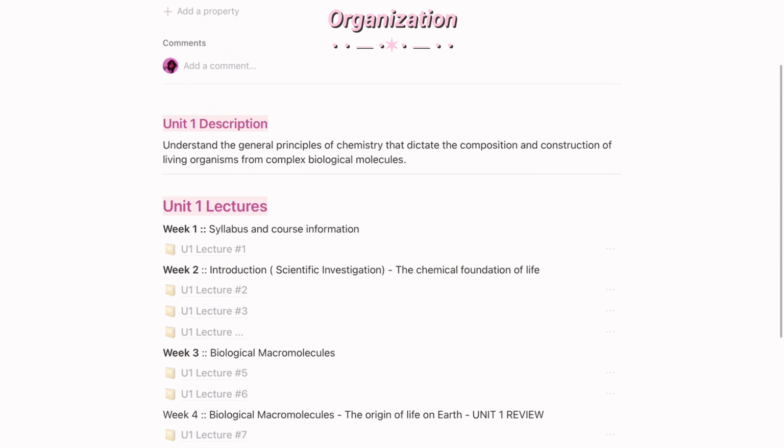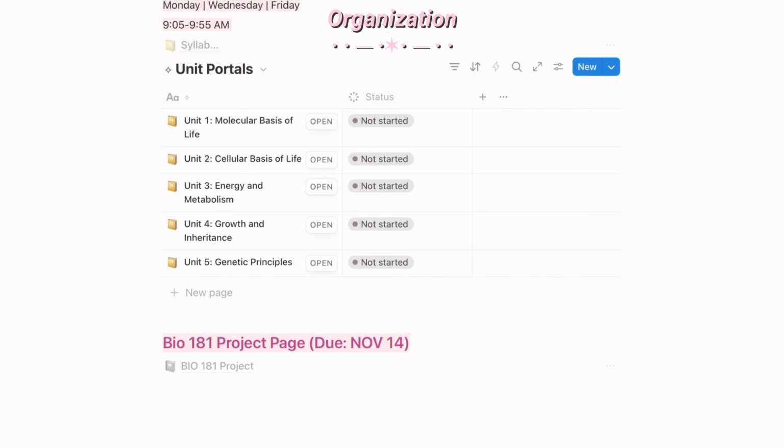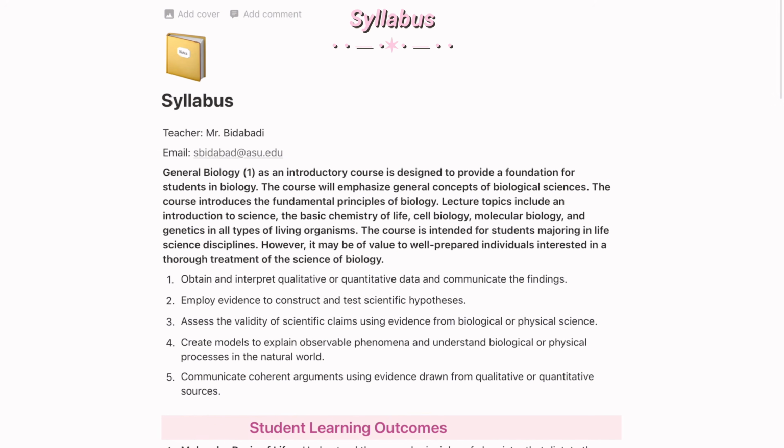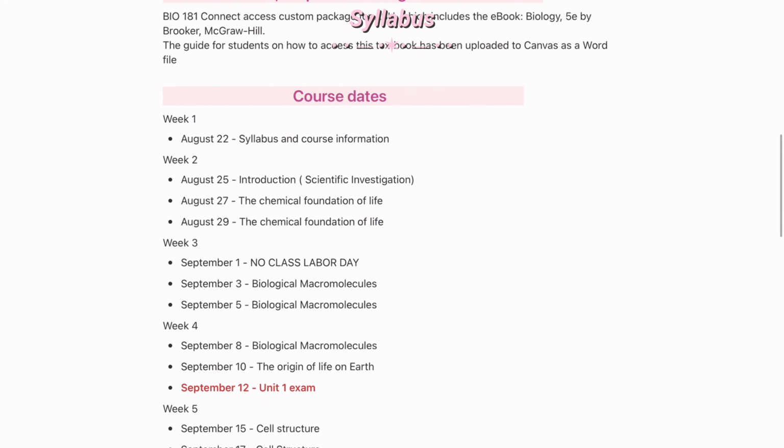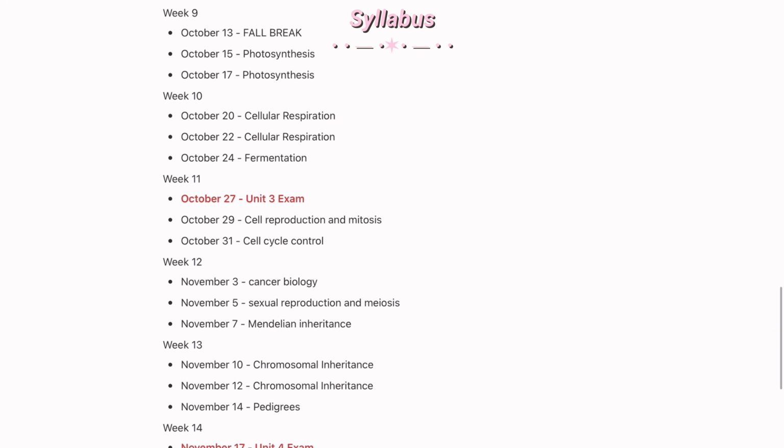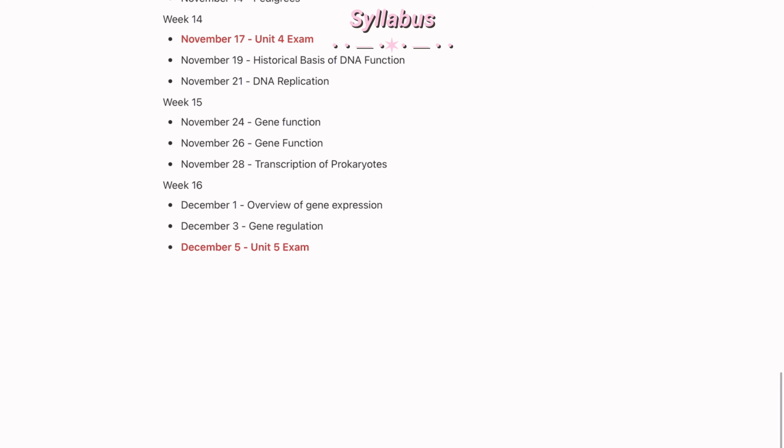Let's start off with my syllabus. This is how I like to do it. I usually just copy and paste the very important notes into a syllabus for my class on Notion, like assignment due dates and test days, including all the units. I really feel like it gives me a better idea of what to expect for the course in the semester.